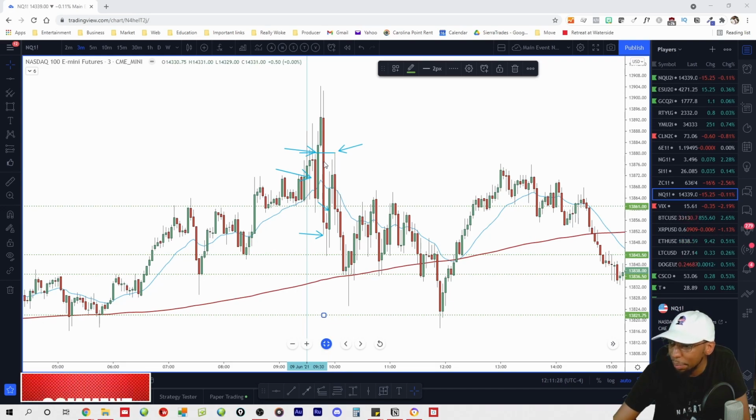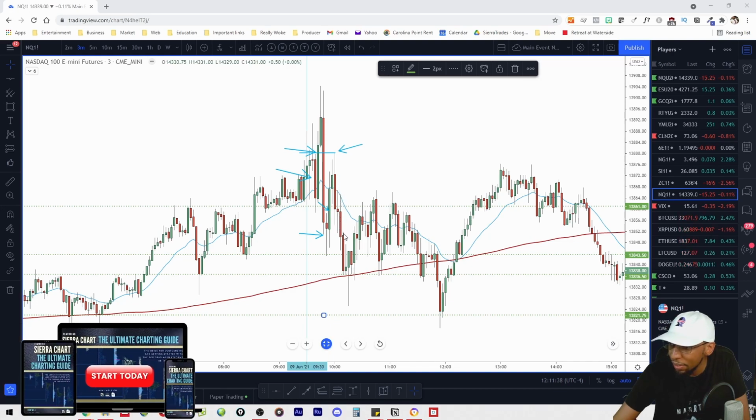So now we need that pullback. We're looking for the pullback, and we get it. We start getting the pullback in here. We see we're making lower highs and lower lows. And honestly, if you want to be aggressive with it, you can start trailing the highs of these bearish candles until you get to right there, because you got this bearish candle that is trading down into support.